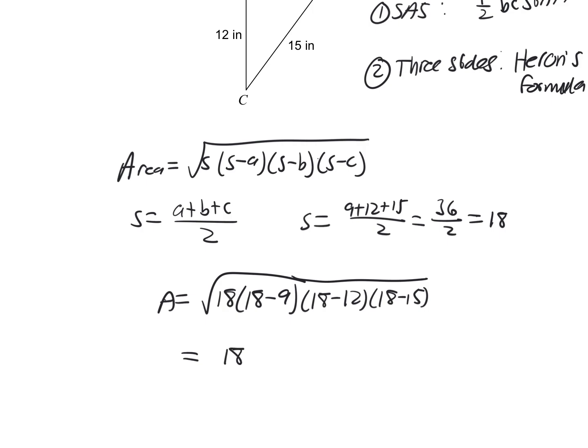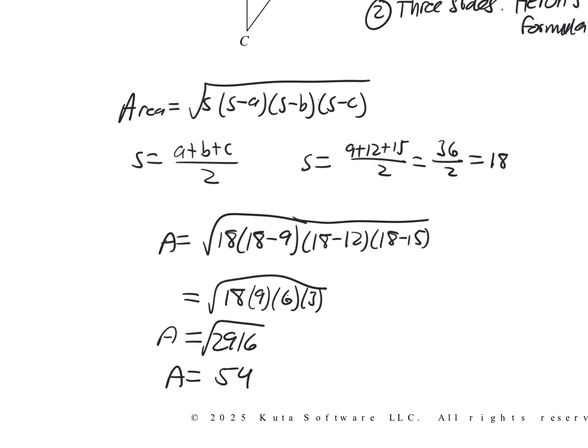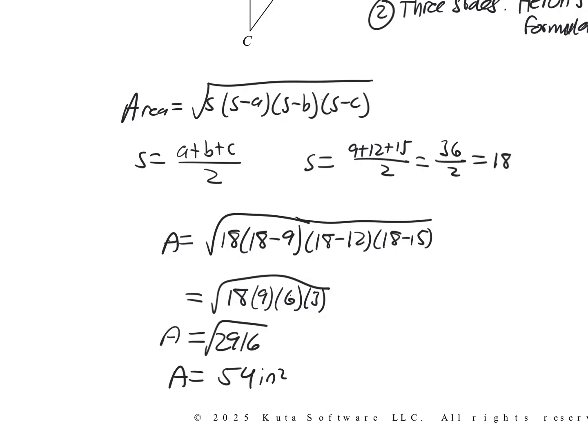If you want to simplify this a little more, you get 18 times 9 times 6 times 3, and that gets you 2916. So my area, once you put this in your calculator, is going to be 54, which is in units of square inches. All right, so not a hard formula to use.